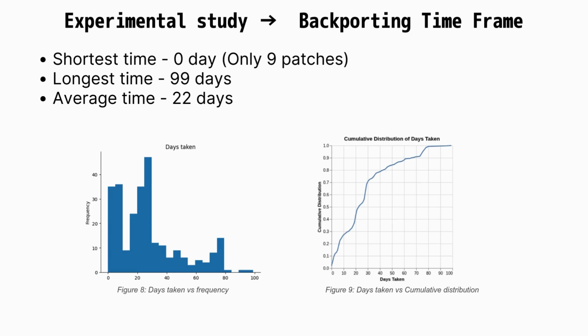Analyzing the backporting time frame revealed that the process can be very slow. While the shortest time was 0 days, the longest was 99 days, with an average of 22 days to apply a patch. This long delay leaves systems vulnerable.